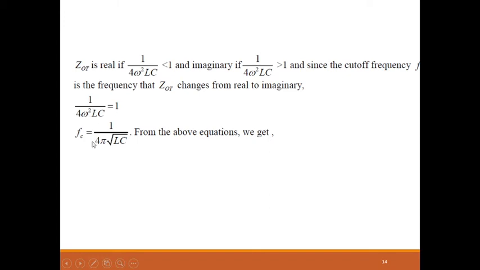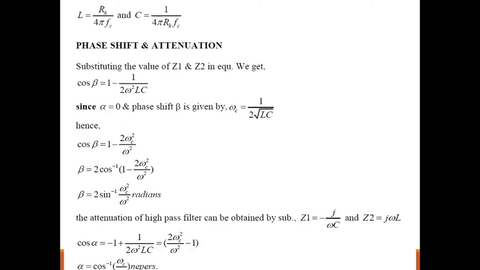So the cutoff frequency fc is equal to 1 divided by 4 pi square root of LC. From this we can obtain the L and C values: L is equal to RK divided by 4 pi fc, and C is equal to 1 divided by 4 pi RK fc. That is the constant K.